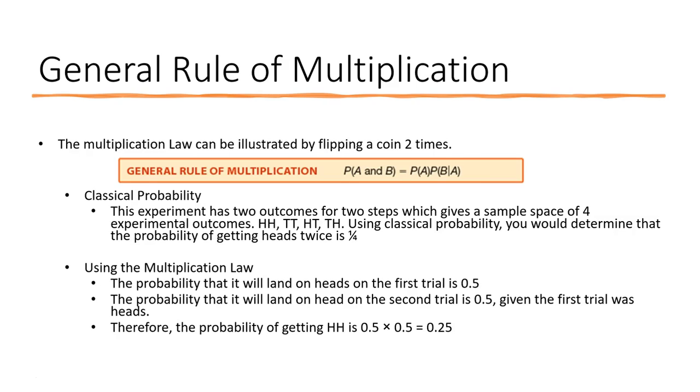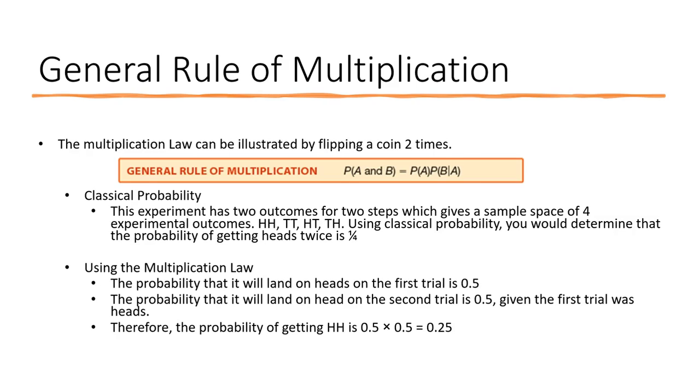We have the general rule of multiplication, where the probability of A times the probability of B given A gives me my joint probability value. It's very easily demonstrated by looking at flipping a coin 2 times. From the classical probability perspective, I flip a coin, I can get heads or tails. If I do this with 2 coins, I get the different combinations: heads on both coins, tails on both coins, heads on the first coin with tails on the second coin, or tails on the first coin with heads on the second coin.